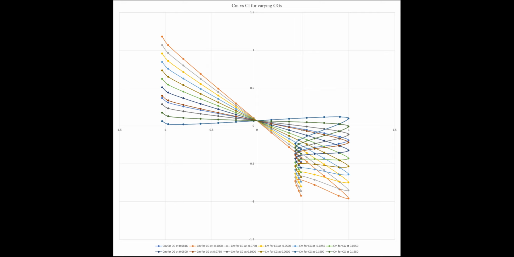When varying the CG, the ideal position would be the one that produces the least variation in pitching moment. Therefore, the advised CG position would be between 0.125 and 0.15, as shown in the figure on screen.